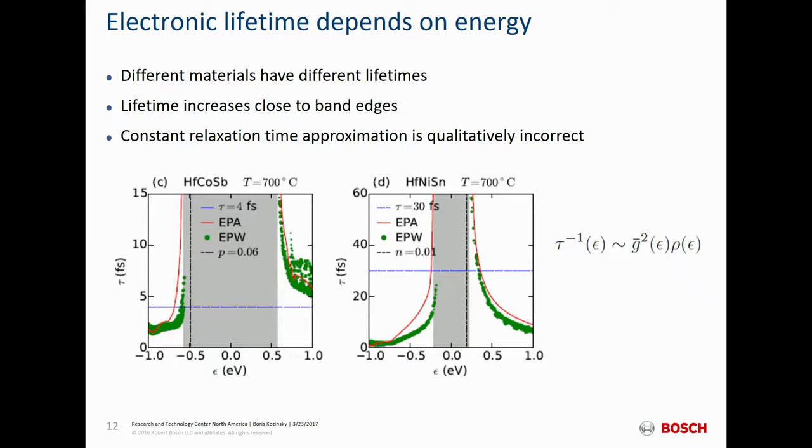But with these methods, with either EPW or EPA, you're able to get a very physically meaningful picture. And also, notice how this resembles the density of states essentially. So that hints at the possibility of having simplified models for the electronic lifetimes that don't have to take into account the entire complexity of scattering, but are somehow largely proportional to the density of states.